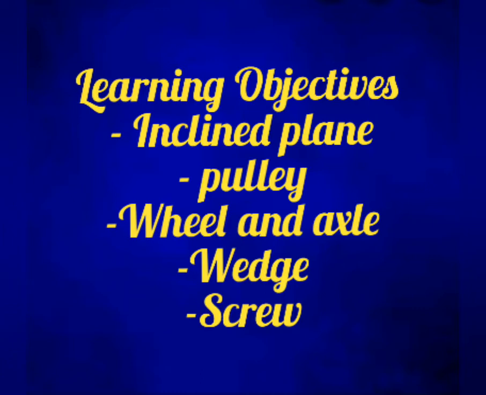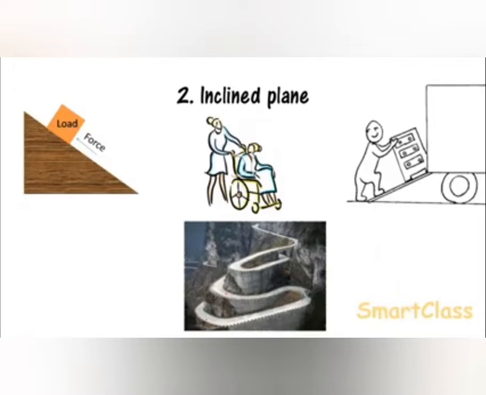In today's class, we are going to learn about the remaining simple machines, that is inclined plane, pulley, screw, wedge, and wheel and axle. First, let us see what an inclined plane is.